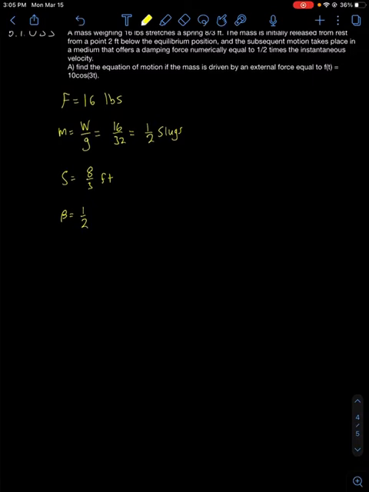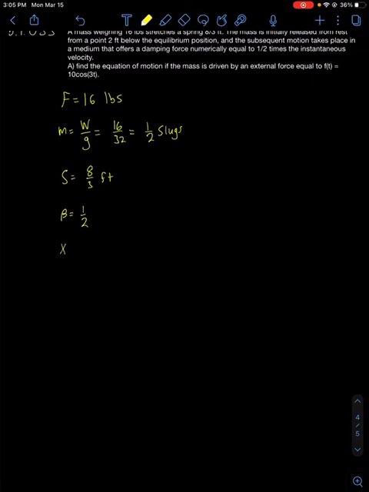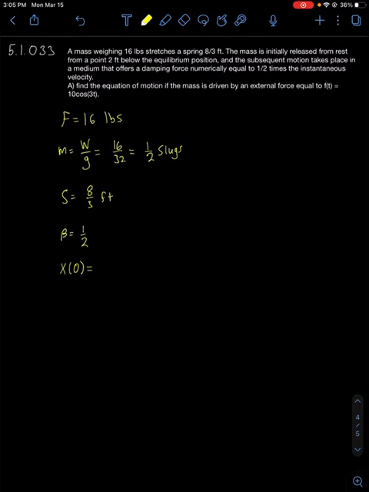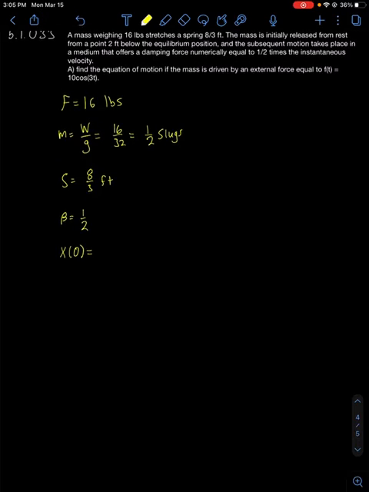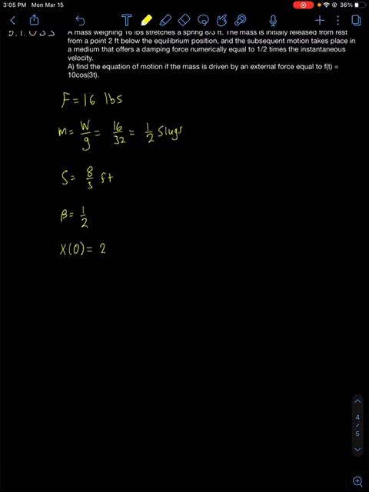Now the initial conditions that are given are x of 0 equals positive or negative. In the spring mass problems, the distance below the equilibrium position is positive, and the distance above the equilibrium position is negative. So when we have 2 feet below the equilibrium position, that means x of 0 is positive 2. Then the mass is initially released from rest, which means x prime of 0 equals 0.